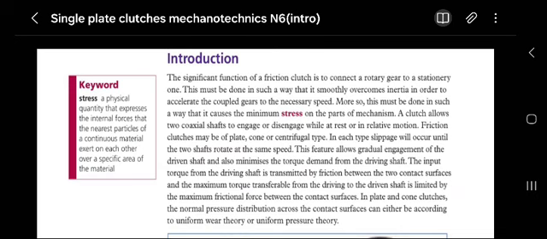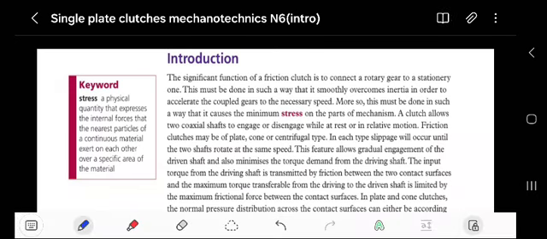Okay, let us indulge. As you can see, this is an introduction. This is a new topic, right? We did not do clashes, remember, in our previous N5. Let us look at the significance: the function of a clash is to connect a rotary gear to a stationary one. This must be done in such a way that it can overcome inertia in order to accelerate the coupled gear to the necessary speed. Okay, no problem about this.